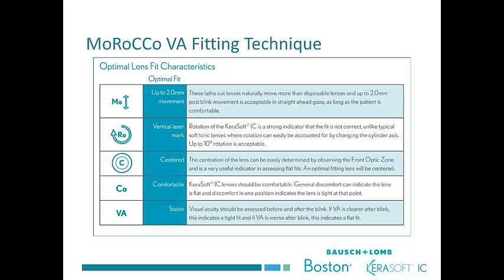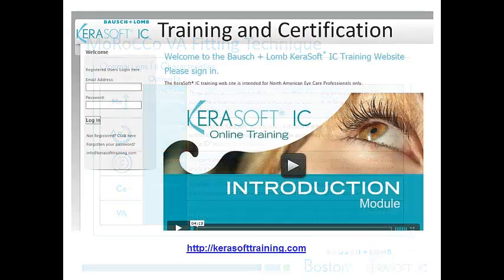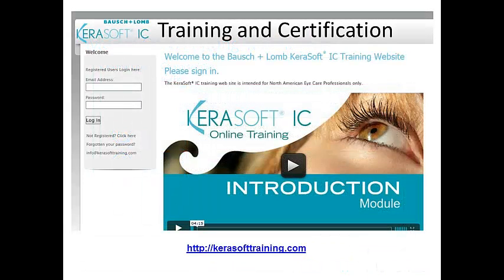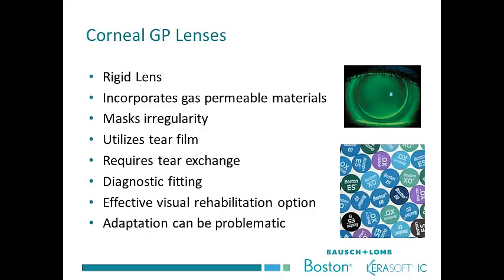Rotation, no more than 10 degrees. Usually you want as little rotation as possible. They should be well-centered. It's a soft lens, so it should be comfortable, and the vision should be stable between the blinks. So if you're interested in learning more about this lens available through Bausch & Lomb, you can visit the kerasofttraining.com website.